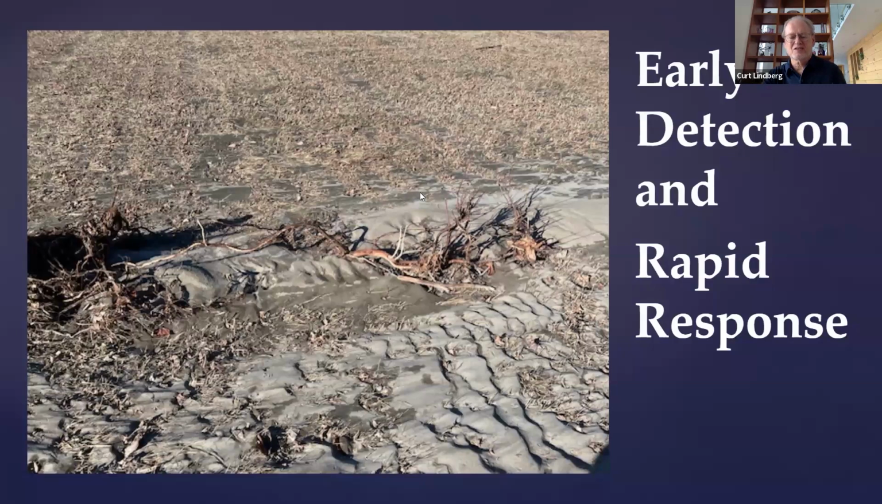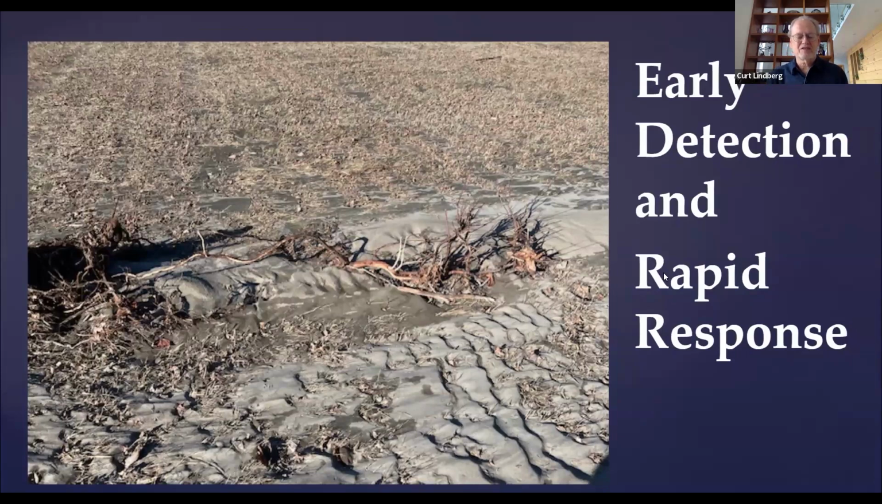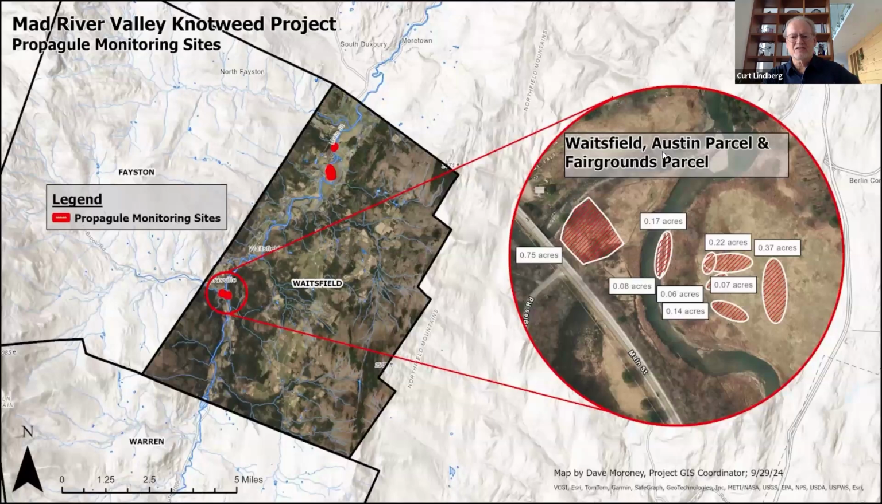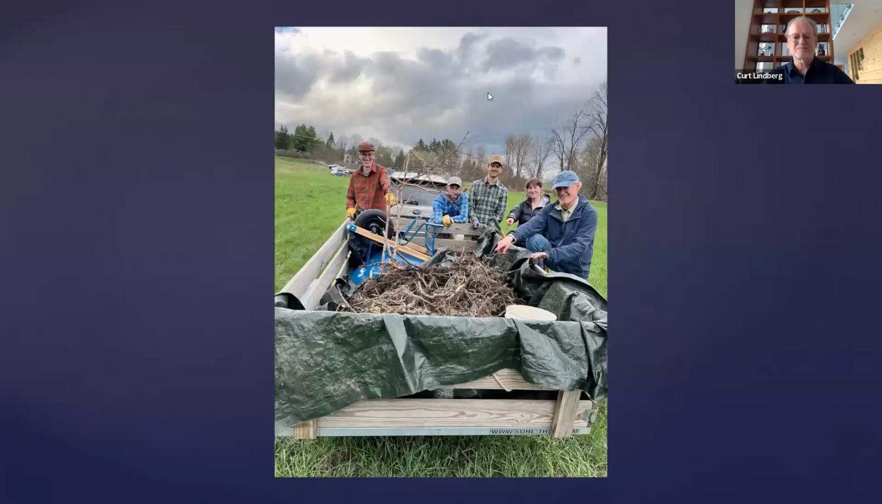Very quickly, early detection, rapid response. I think you folks all know about that. Here's a champion 12-foot knotweed rhizome found after a December 2023 flood. Next slide. In our system, we've mapped the locations of all propagules that were spread by that flood to help us know where to go in future floods. Next slide, please. So we cleaned up about 1,000 propagules after that flood in those different mapped locations. So if flooding happens again, we know where to go back to. Next slide.